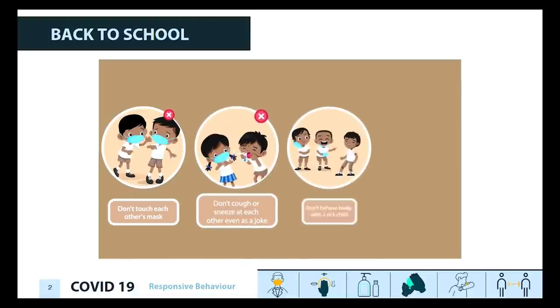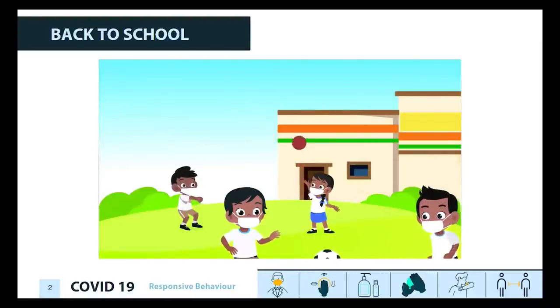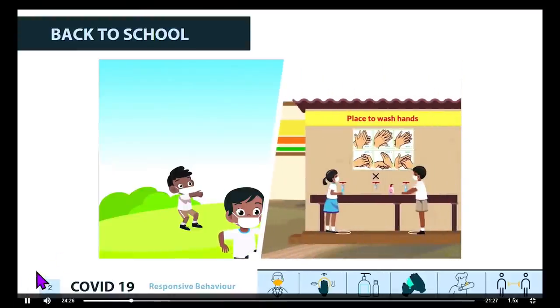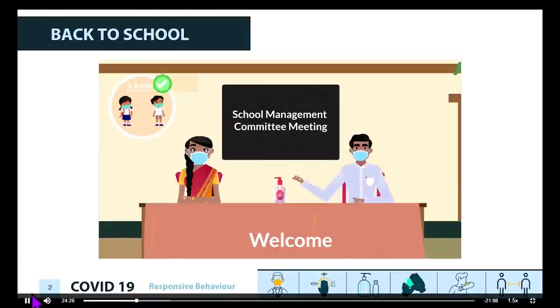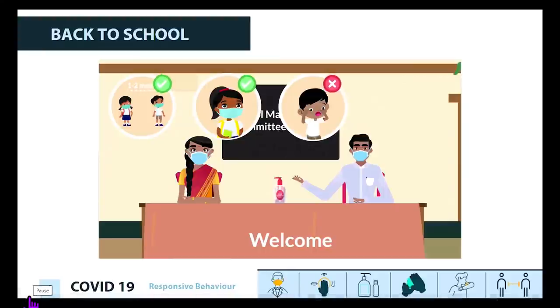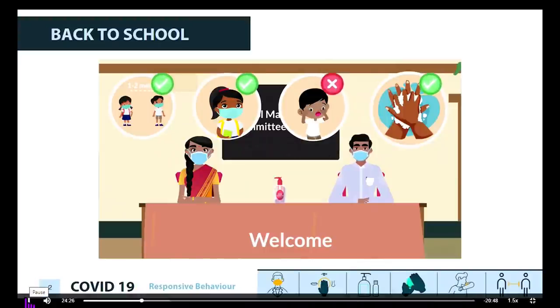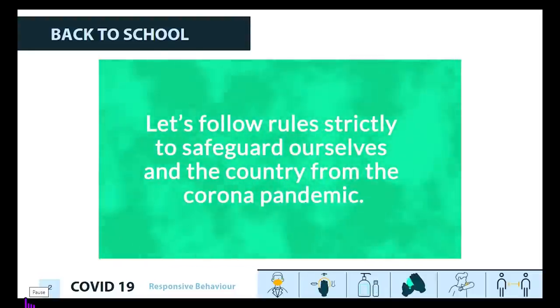We must also ensure they do not bully or behave badly with a sick child. Caring for others is as important as observing physical distancing. During their break, make sure the children only play those games that allow physical distancing and they return to the class only after washing their hands properly with soap. Headmaster sir, we will also arrange for a doctor's visit once every month. We will have to continuously reinforce positive habits and skills on how to protect themselves from the coronavirus among children, their parents, sanitation workers and teachers. Yes, Sarpanch madam. If children adopt protective habits like consistently maintaining a distance of 1 to 2 meters, wearing masks, not touching their eyes, nose and mouth, and frequently washing their hands with soap and water, and if proper arrangements are made for safe drinking water, regular hand washing, and clean toilets and urinals, then reopening schools would not be difficult at all. Remember, our health is a collective responsibility and needs each one's participation. Let's follow rules strictly to safeguard ourselves and the country from the corona pandemic.